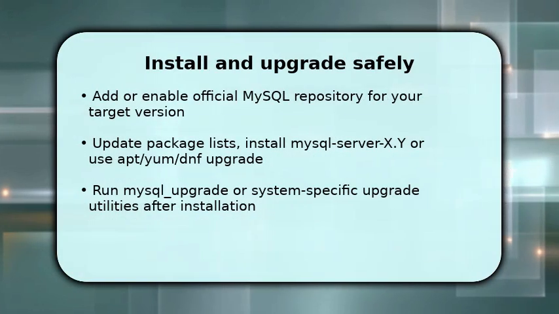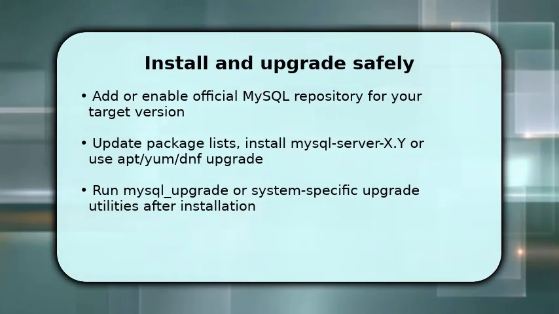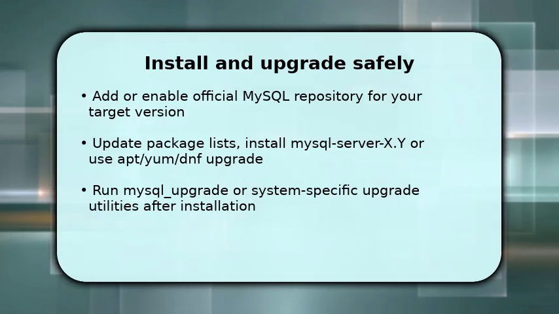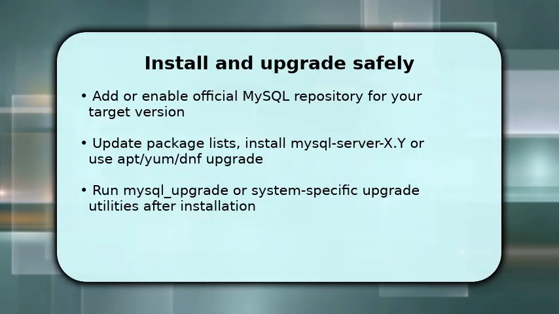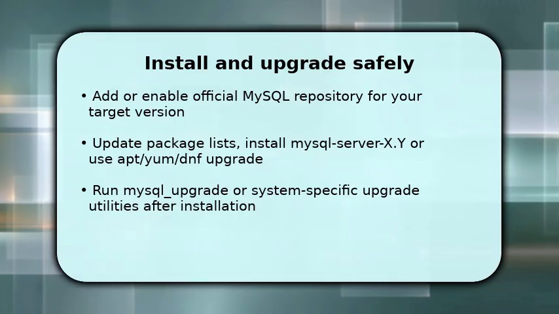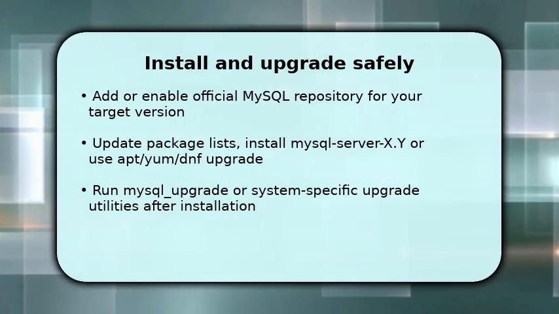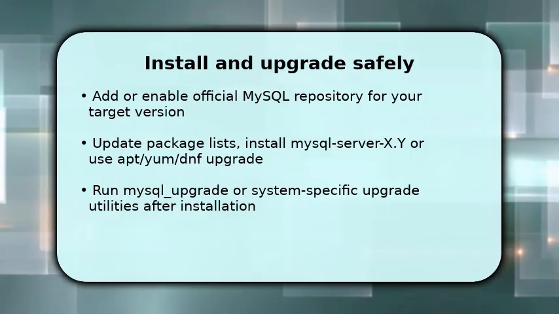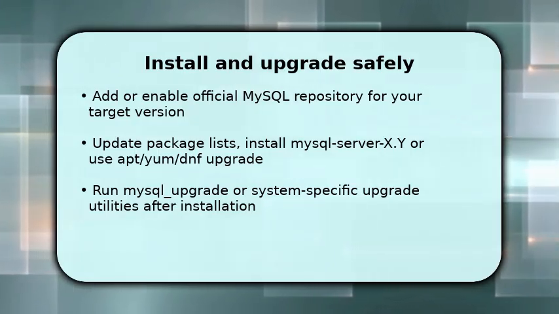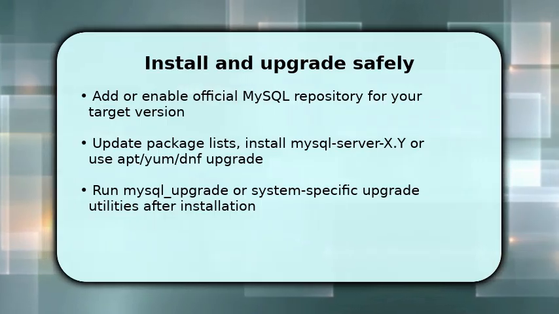Now you switch to upgrading the software itself. Add the official MySQL repository matching the target version, or confirm your distro's repo contains it. Update package metadata, then install the new server package. For example, apt-get update and apt-get install mysql-server-8.0 or yum install mysql-community-server. During installation, monitor service start logs and watch for errors.